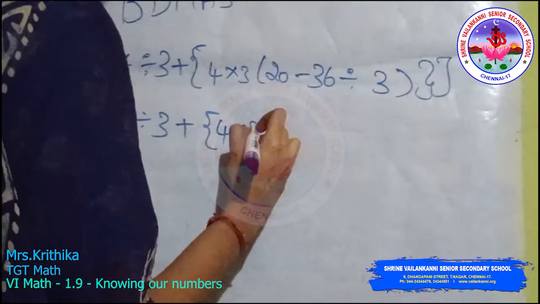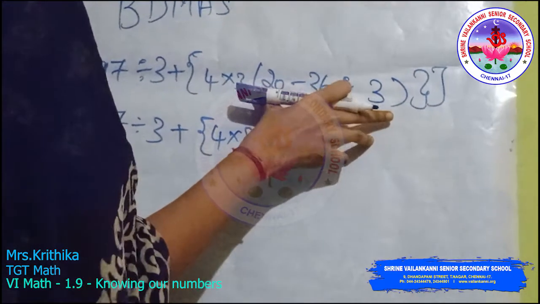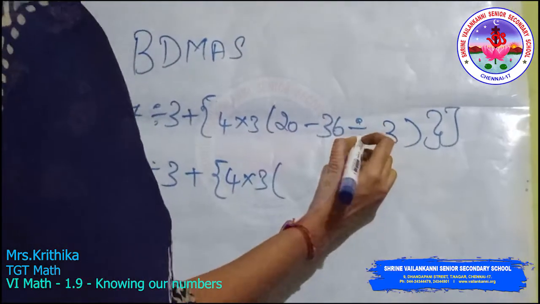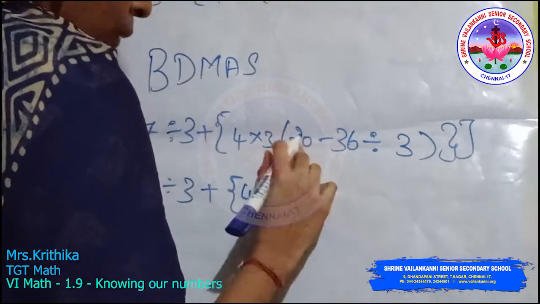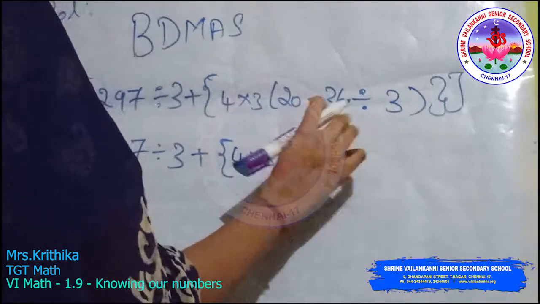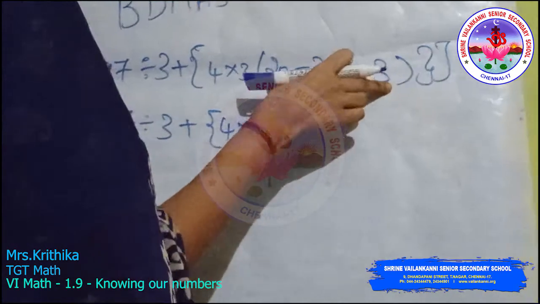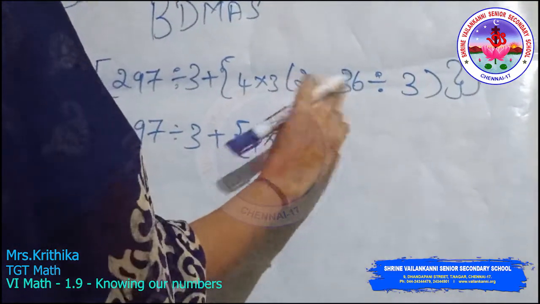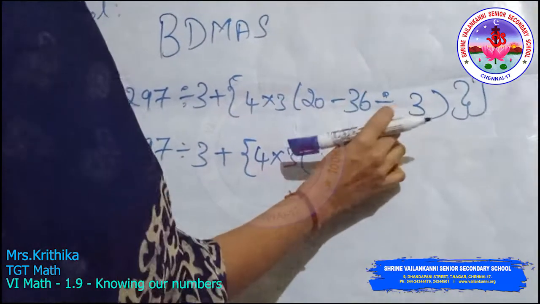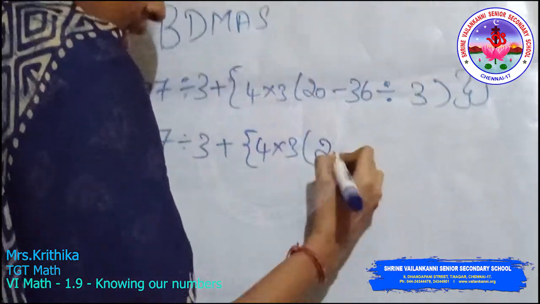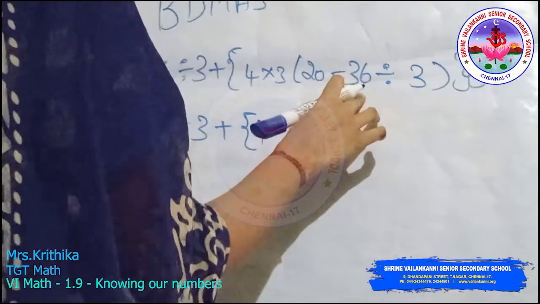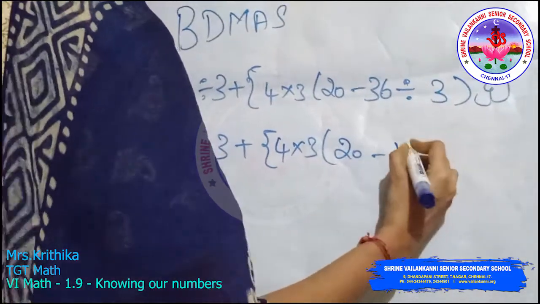Next, 297 ÷ 3 + 4 into 3. First you can close the inner brackets. The inner bracket is this, 20 minus 36 divided by 3. In this bracket there are two operations, division and subtraction. The first priority goes to division. So 20 minus 36 divided by 3, the answer is 12.